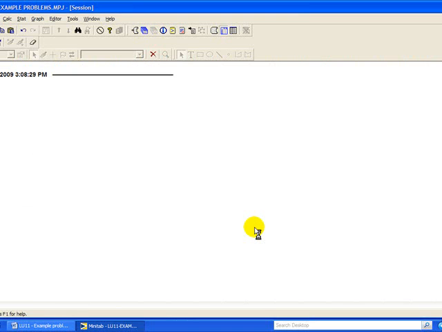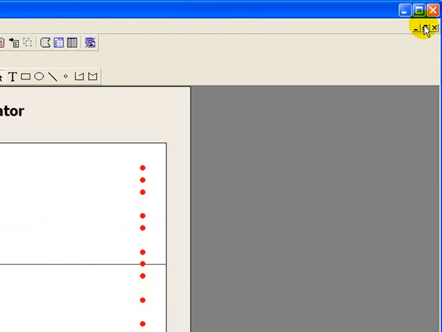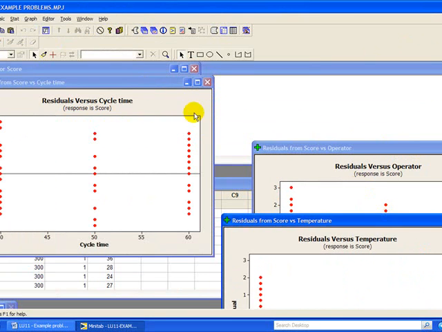So again select OK, and we have all the graphs and results here. So let's look at the results first.